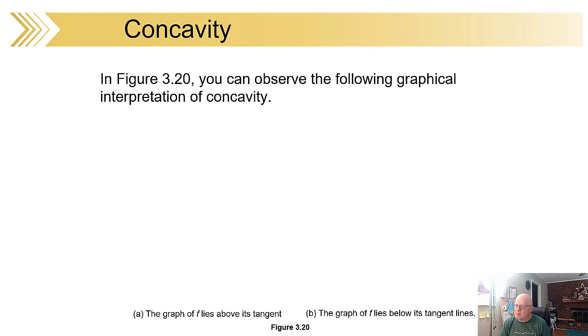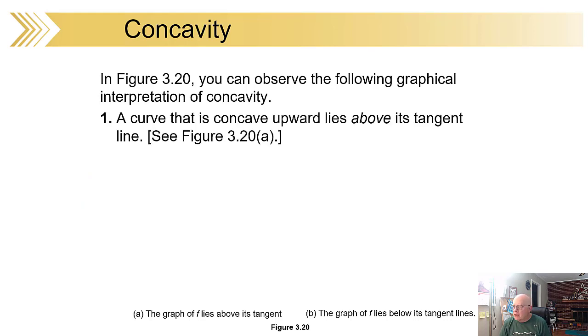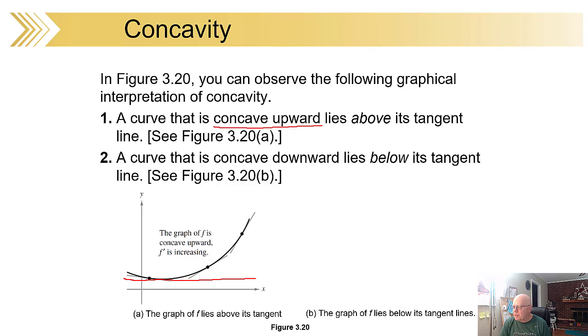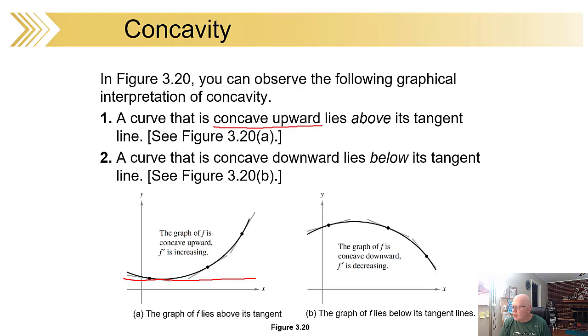So let's take a look at the picture. Concave upward looks like this. And it's concave upward if the graph appears above the tangent line. So there's a tangent line down here, and the graph is totally above it. So it's concave upward. Concave downward, the graph is below one of its tangent lines, or all its tangent lines, really.